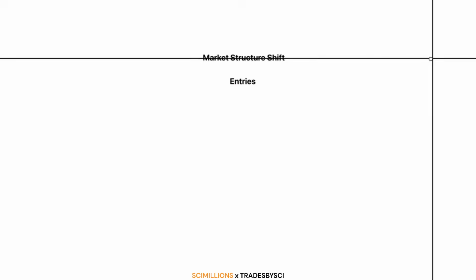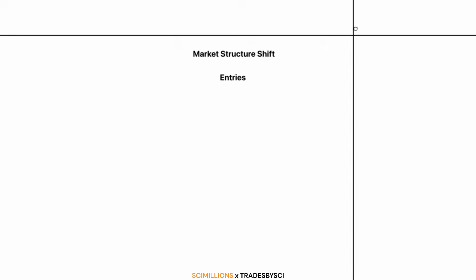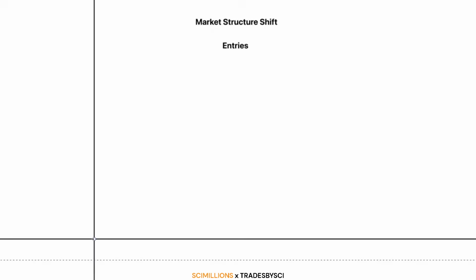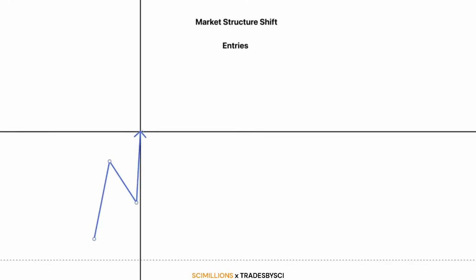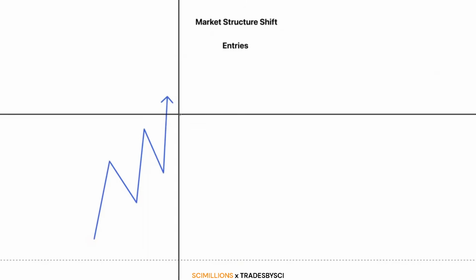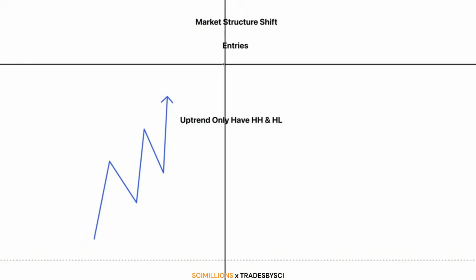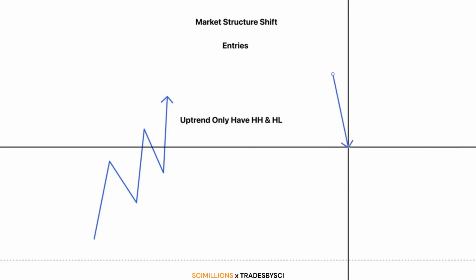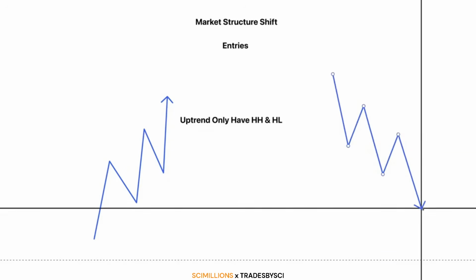So, with this being said, yesterday I explained what an uptrend and downtrend was, even though you probably already know what it is. But to explain it again, an uptrend is a higher high, higher low, higher high, higher low, right? Uptrends only consist of this. So, uptrends only have higher highs and higher lows. Same way with a downtrend. Downtrend only has lower lows and lower highs.